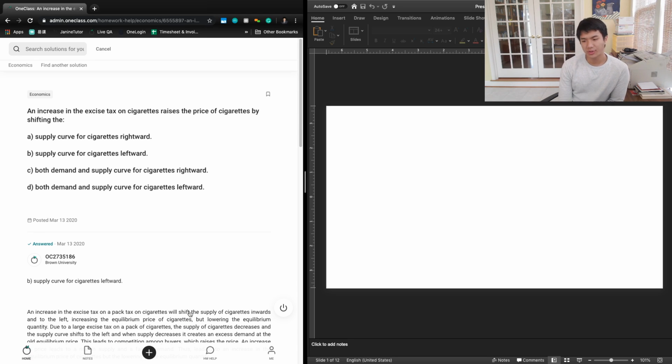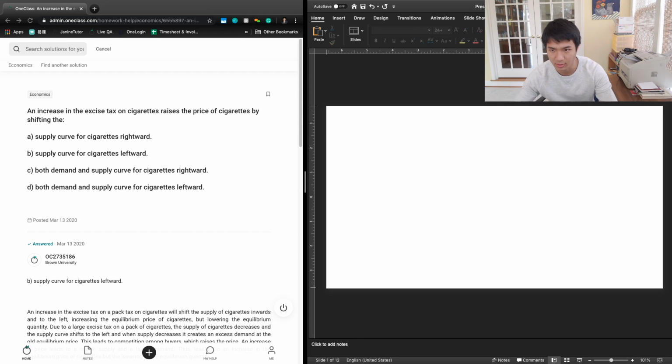So the next question says, an increase in the excise tax on cigarettes raises the price of cigarettes by shifting the A, supply curve for cigarettes rightward, B, supply curve for cigarettes leftward, C, both demand and supply for cigarettes rightward, D, both demand and supply curves for cigarettes leftward. So again, let's take a look at what an excise tax is going to look like. Assuming that the tax is going to be on the seller side, we know it's going to affect the supply curve. I don't think any tax affects both supply and demand, right?